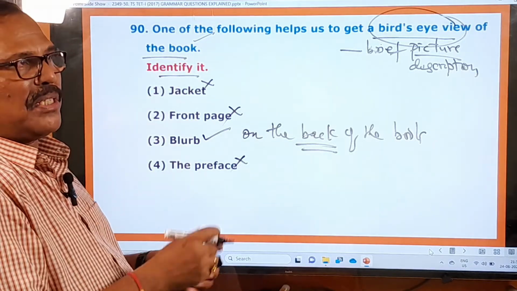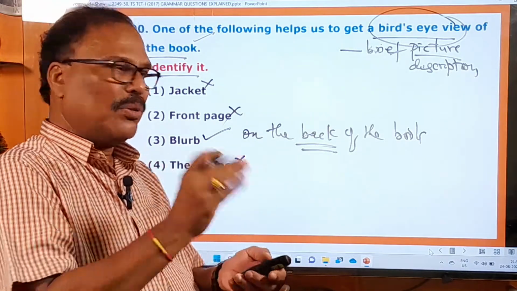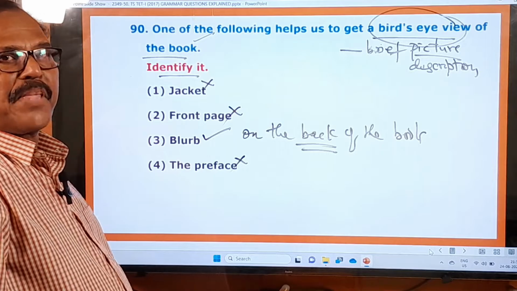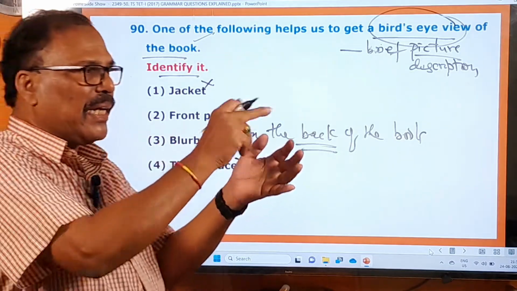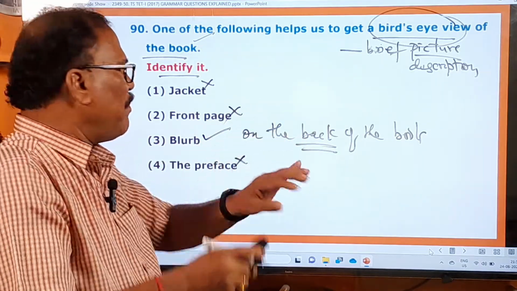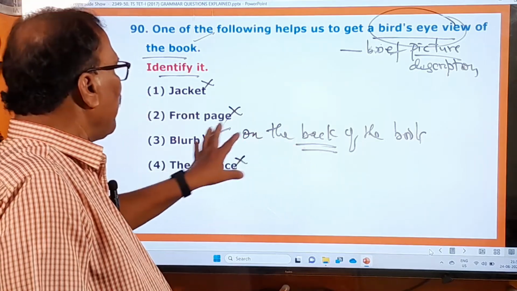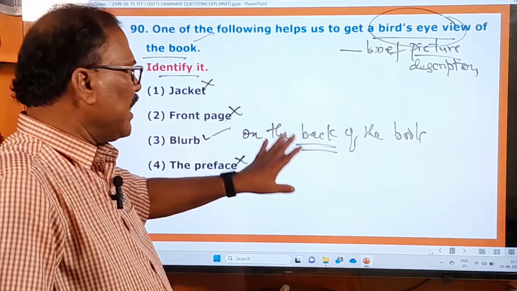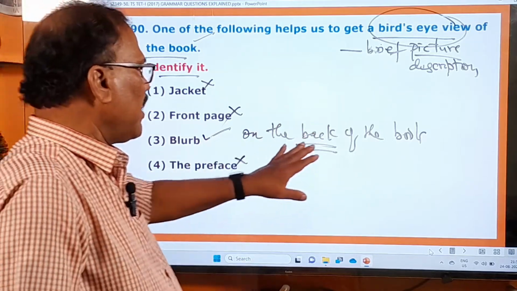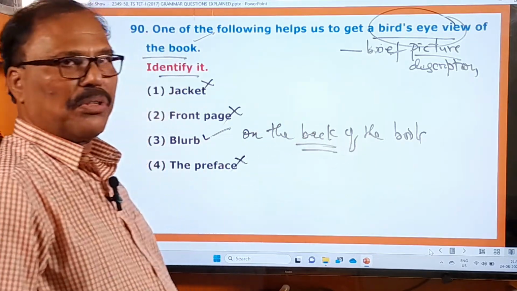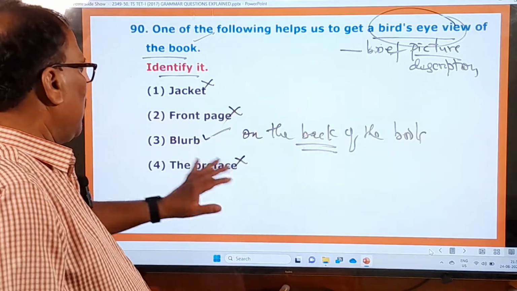Generally book buyers will go through this blurb and then they buy it because they cannot read the entire book. Just the brief picture of that book. A brief description of that book is given in the blurb. So that is given on the back side of the book. This is called the blurb.